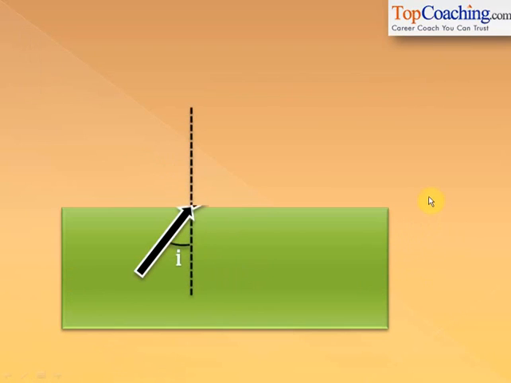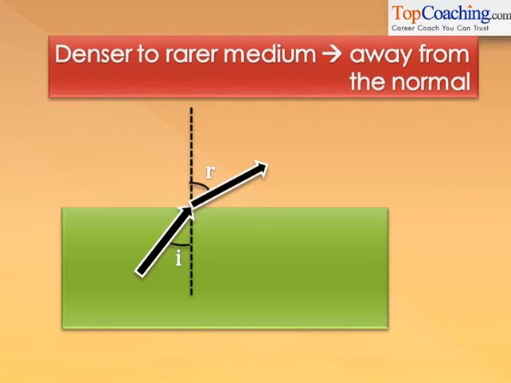Similarly, when the light ray travels from a denser medium to a rarer medium, it bends away from the normal. So if the green block here is glass and the brown atmosphere is air, then glass is optically denser than air. So when the light ray moves from glass to air, it bends away from the normal, as you can make out. It does not bend towards the normal. So in this case, the angle R is greater than the angle I. Understood? This is again a fact you must remember. There you go.